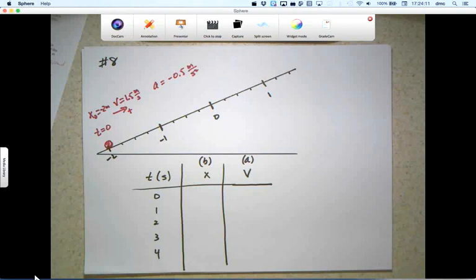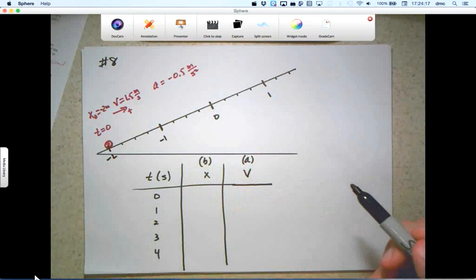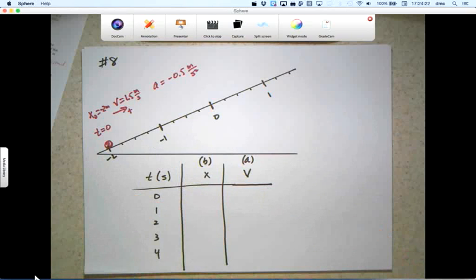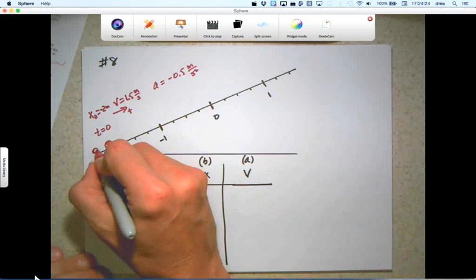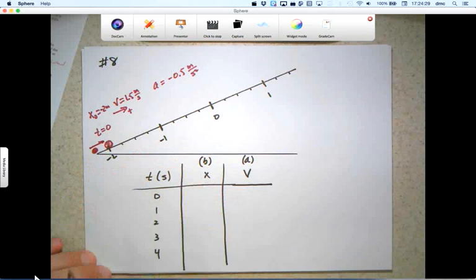Number 8, the last one on the sheet. Okay, a student places a ball at the bottom of an inclined surface, then gives it a push up the incline. So let's say the student started down here and pushed it. So there's pushing going on until it gets to that mark, the -2 mark, and then that's when the student stops pushing it and the ball just starts rolling up the incline under the influence of some gravity trying to pull it back.